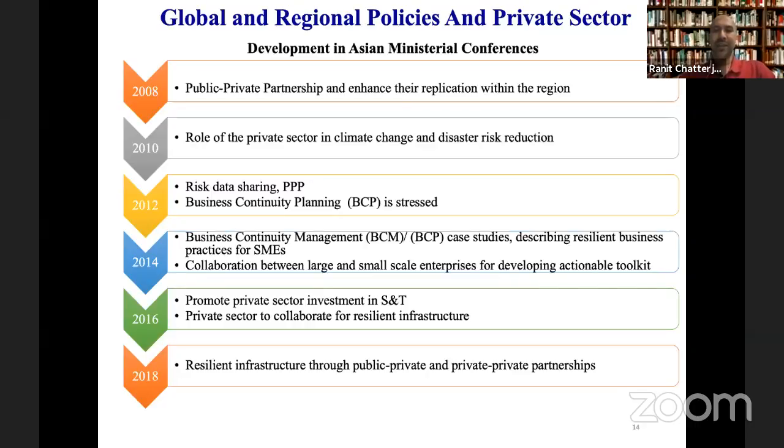So earlier it was more that the private sector should manage for themselves, but now they have become an integral part of infrastructure development and of how resiliency can be created from within, rather than looking at the private sector as an external actor. So that has been a major change in the global as well as the national policy decisions for the private sector.